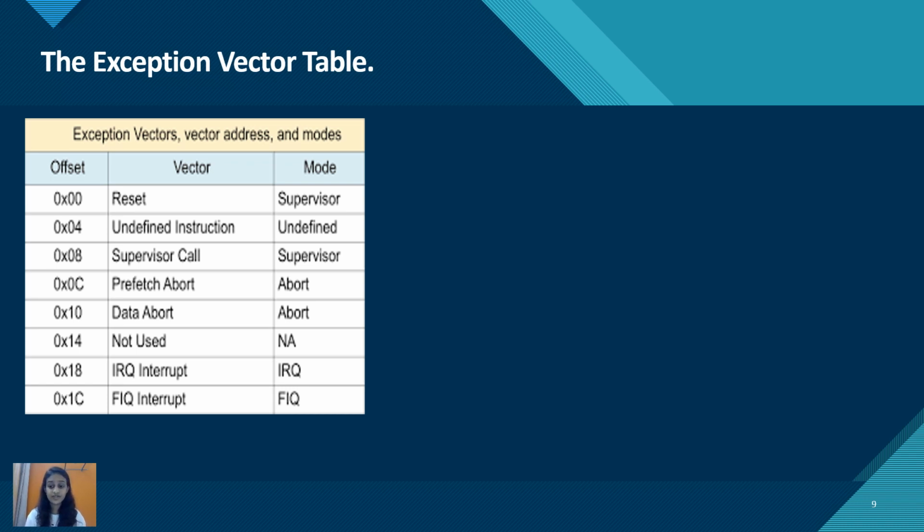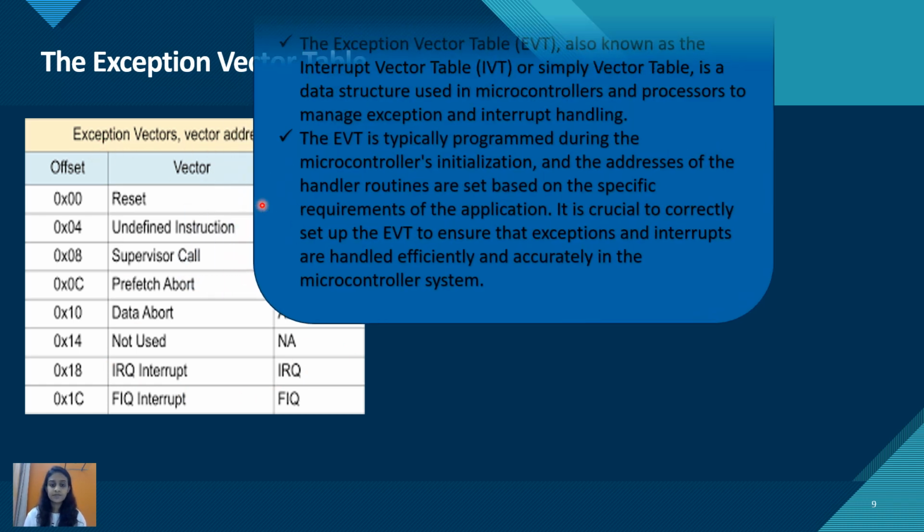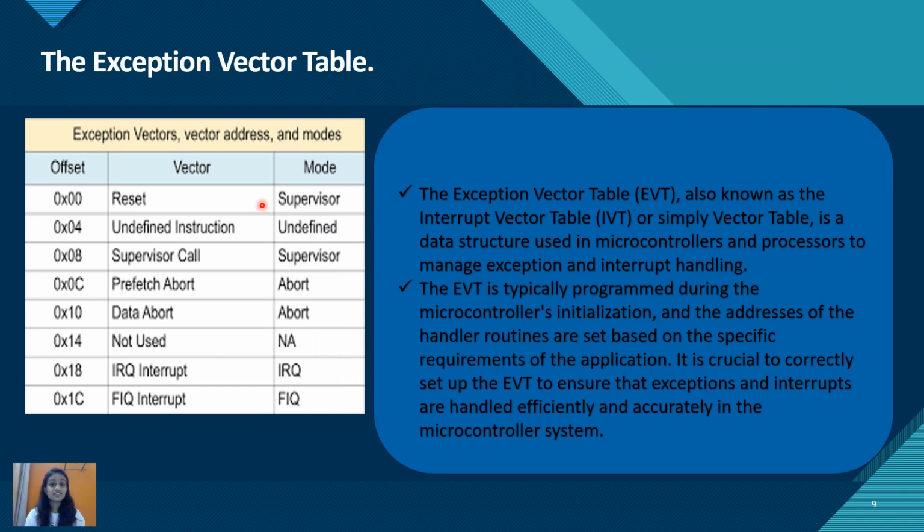Let us discuss the exception vector table in this slide. Here you can observe the exception vector, vector address and modes in this table. The exception vector table, EVT, is also known as the interrupt vector table, IVT, or simply the vector table. It is a data structure used in a microcontroller as well as in a processor to manage exception and interrupt handling, which we discussed in our previous slides. The EVT is typically programmed during the microcontroller's initialization, and the addresses of the handler routines are set based on the specific requirements of the application. It is very important to correctly set up this exception vector table to ensure that exceptions and interrupts are handled efficiently and accurately in the microcontroller system.